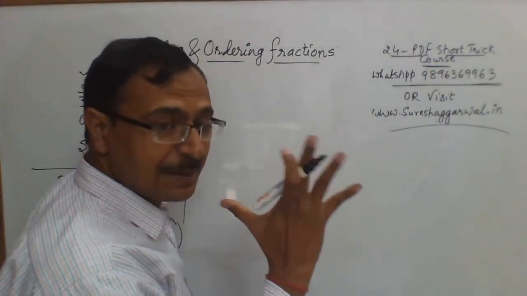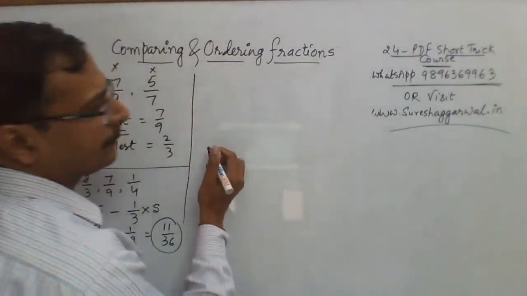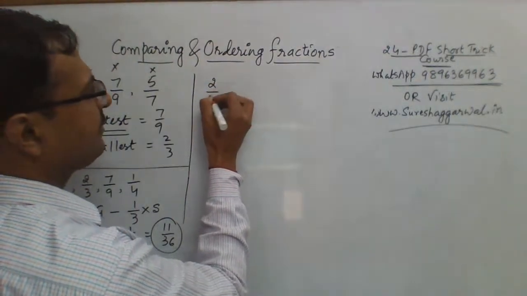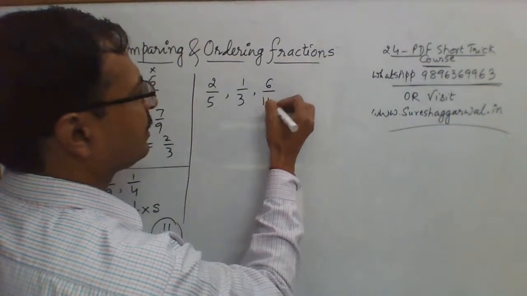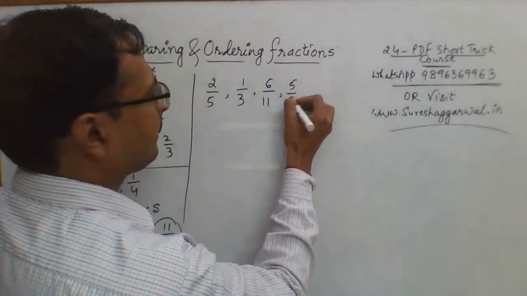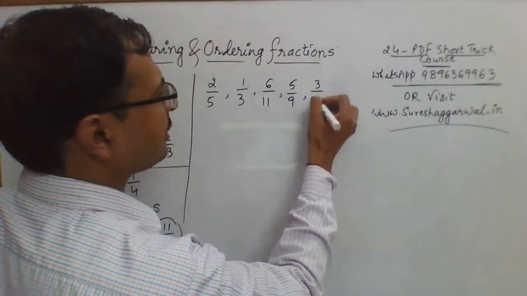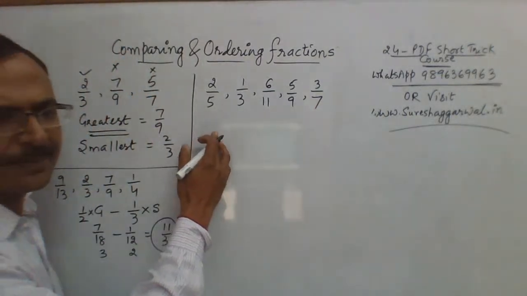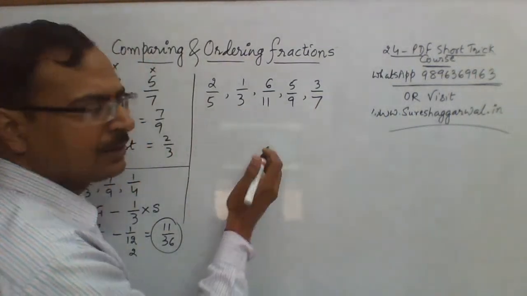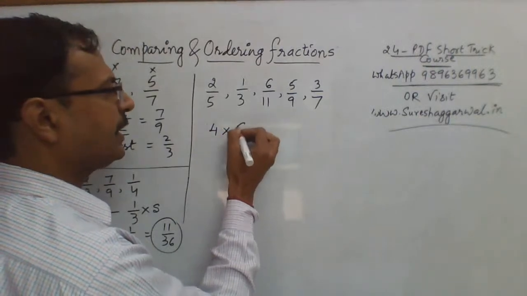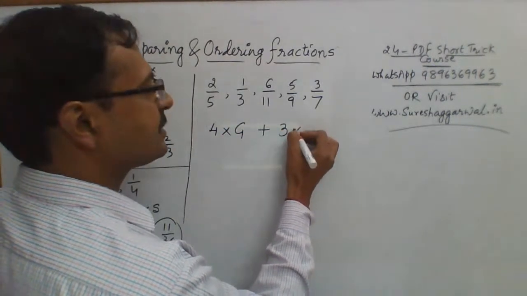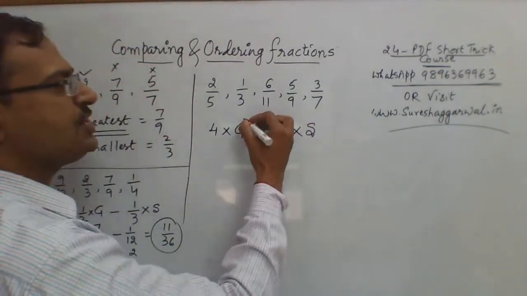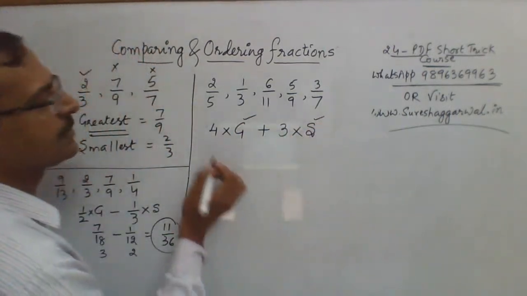Five fractions this time. I'm taking five fractions. So 2 by 5, 1 by 3, 6 by 11, 5 by 9, 3 by 7. Look at these five fractions. You need to find 4 times the greatest plus 3 times the smallest. G and S stand for greatest and smallest.